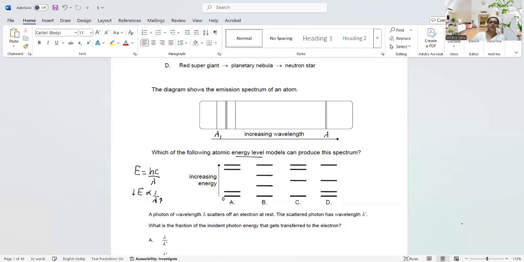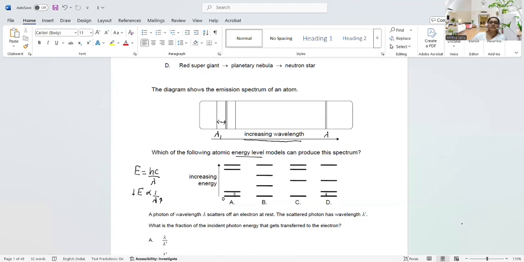So if you look at this extreme, the wavelengths are plotted in terms of increasing wavelength. So the energy that you should be getting should have a decrease. It is inversely related. So let's see. If you look at this gap, the wavelength has a bigger gap. The energy difference should be smaller. So we have two options here. Energy difference smaller is here as well as here.